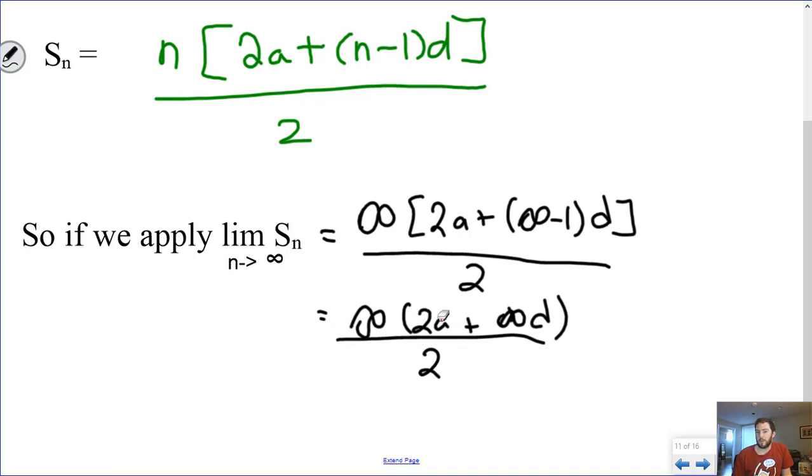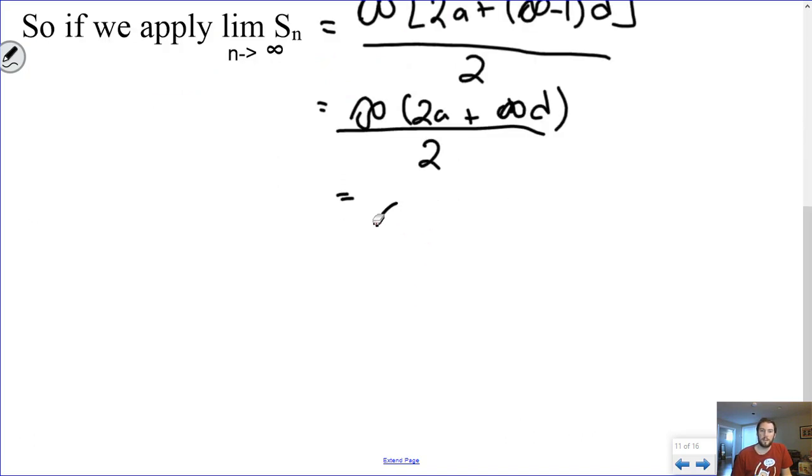Now, it doesn't matter what the value of a is here, right? A is going to be some number, and when I multiply it by 2 and then add it to infinity, it's still going to give me infinity. Same thing with d. It doesn't matter what the value of d is here. If I take that number and multiply it by infinity, it's still going to give me infinity. So this entire bracket turns into infinity. So I have infinity multiplied by infinity divided by 2. Infinity times infinity is still infinity. Infinity divided by 2 is still just infinity.